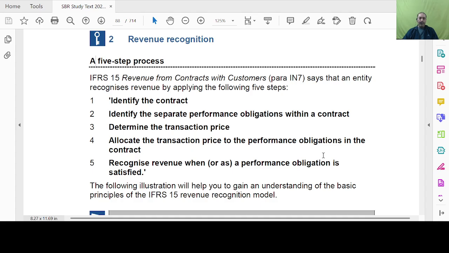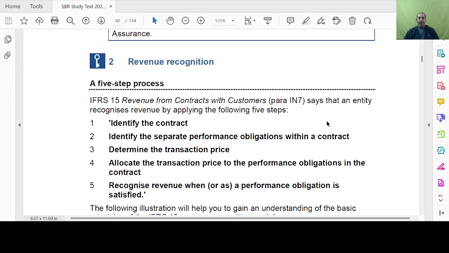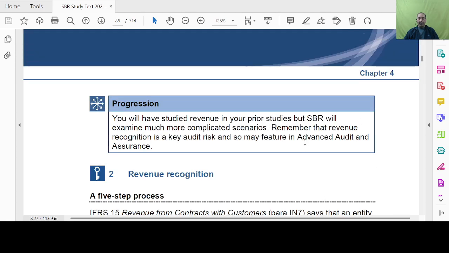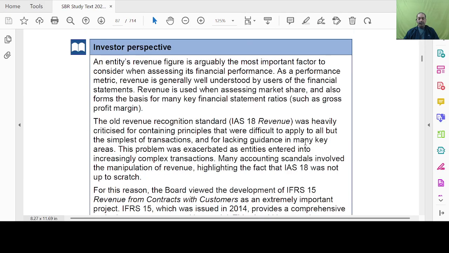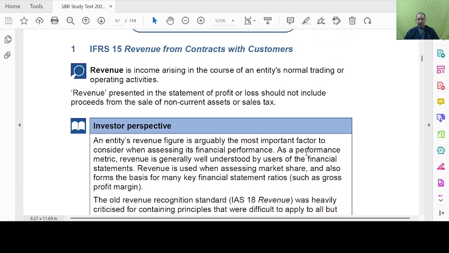In this video, we are going to start with the topic of revenue recognition that is covered by IFRS 15, revenue from contracts with customers. So first of all, we have to know what is the meaning of revenue as per IFRS 15. So I'll just briefly take you through the entire concept of revenue.